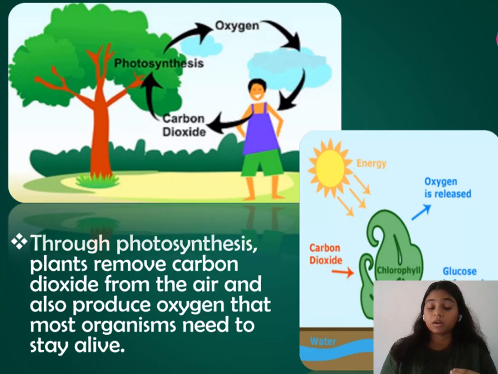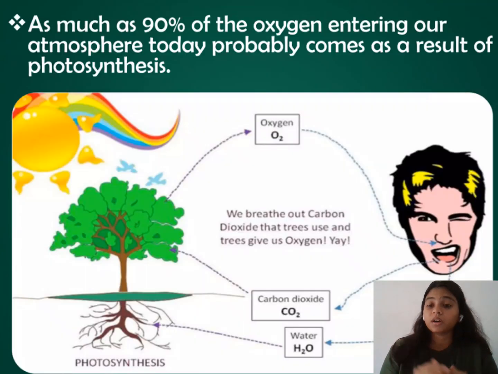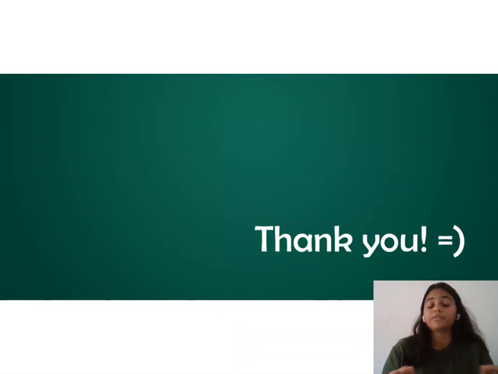We get oxygen. Almost 90% of the oxygen entering the atmosphere comes as a result of photosynthesis. So that is why it is very important. That is why we say don't cut trees, because they are very important for our survival also. So this is all about photosynthesis.